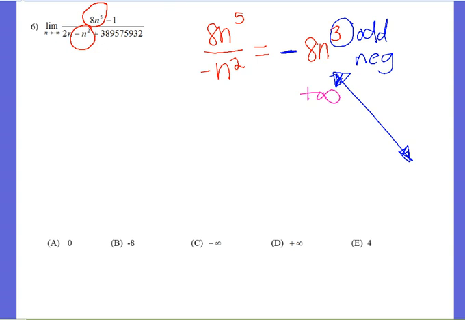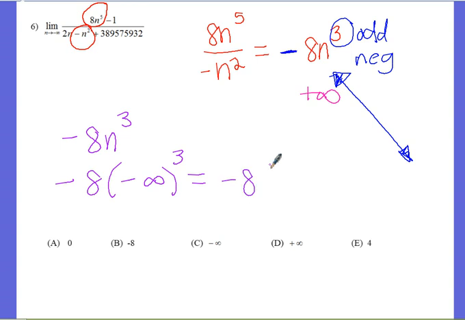I'm going to show another method that people used. We know the end behavior is negative 8n cubed, and what people did was negative 8 times negative infinity cubed. Well, if you cube a negative number, it stays negative. So you did a negative 8 times a negative infinity, because infinity cubed is still infinity. The negatives are still there, therefore a negative times a negative makes a positive. And that should have been an infinity, sorry. So both ways give you the answer of positive infinity.